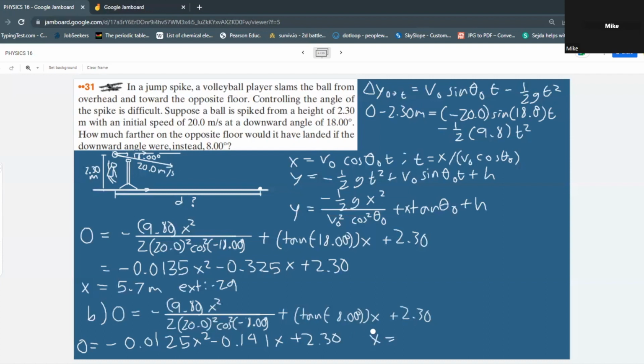Okay, so let's compute using our calculator. Negative 0.0125, so yes, it works. Negative 0.0125, negative 0.141, 2.3. So, 9.1 for the other one. Now, the question is, how much farther on the opposite floor would it have landed? So, what is the answer?